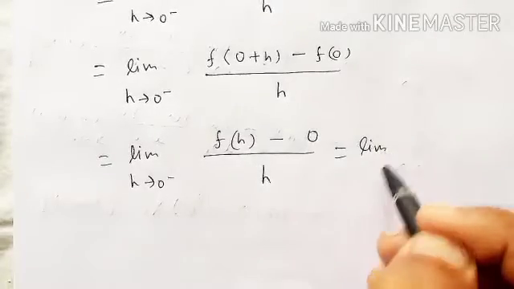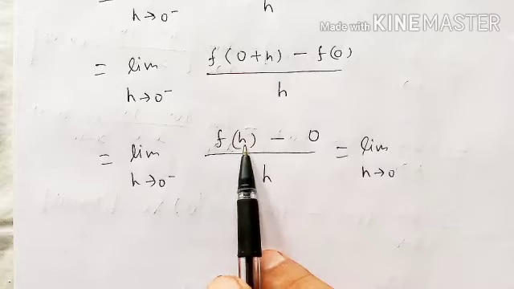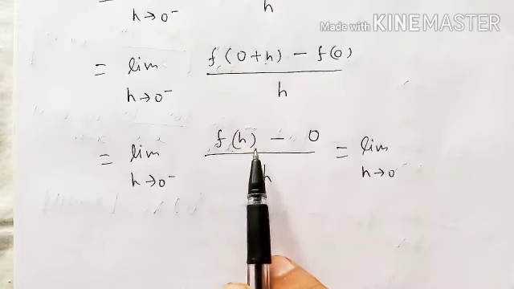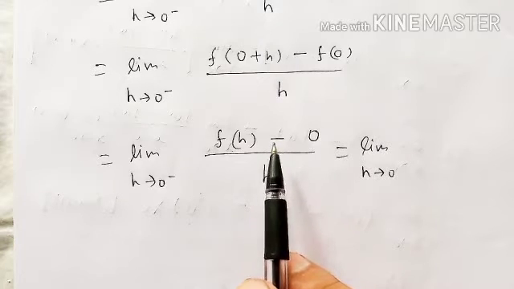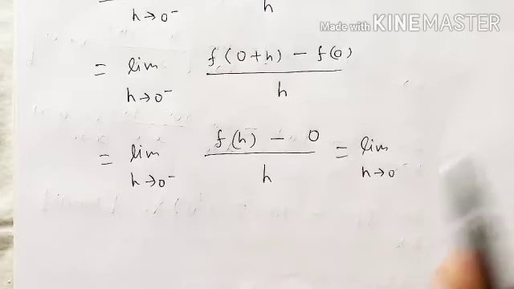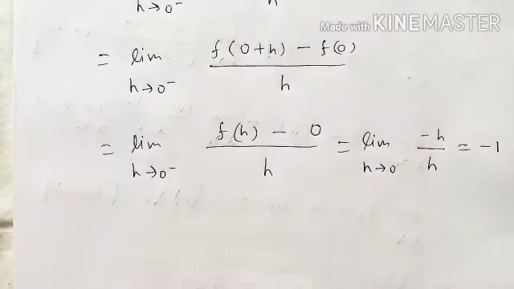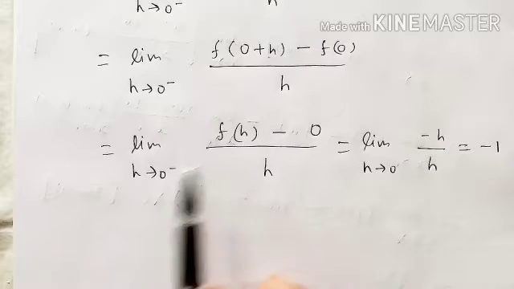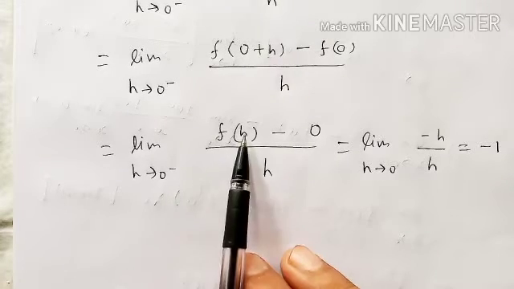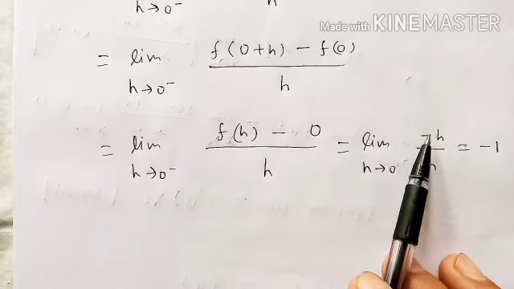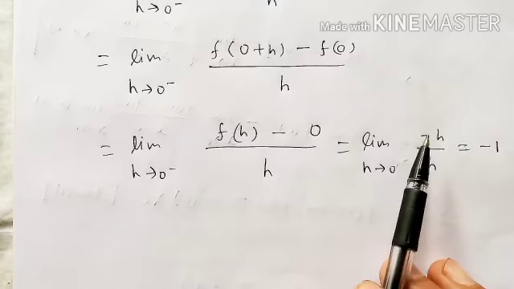This is limit h tends to 0 of f(h). Here h is negative, so if x is negative, we know that f(x) is minus x, so minus h by h, this is minus 1. Is that clear? Here h is negative because h tends to 0 from the left side, so f(h) is minus h, because we know that if x is negative, mod x is minus x.